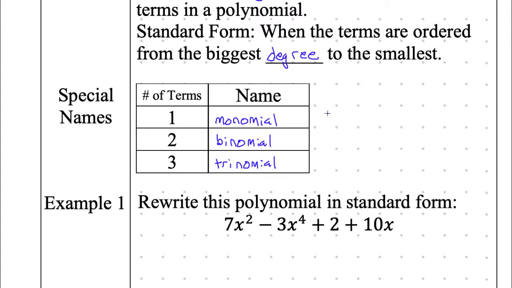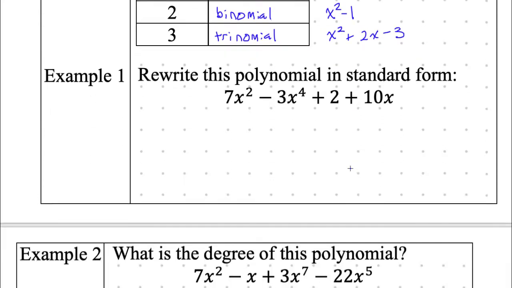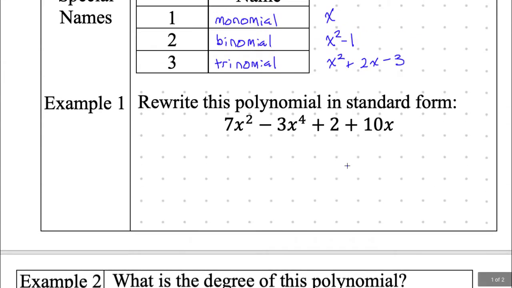But if I had some examples here, x, that is a monomial. X squared minus 1, that is a binomial. X squared plus 2x minus 3, that is a trinomial because there are 3 chunks here. 1, 2, 3 terms. Therefore, this is a trinomial. All right. We've got a bunch of examples, and then we're done with the notes.